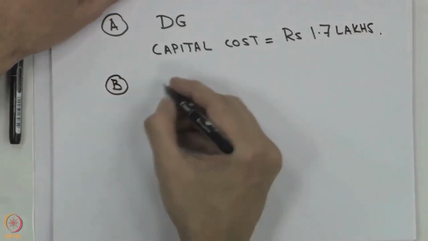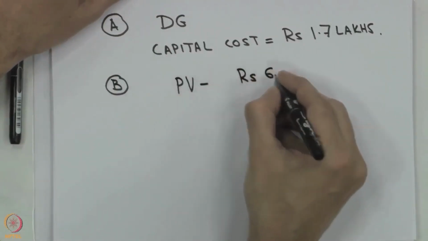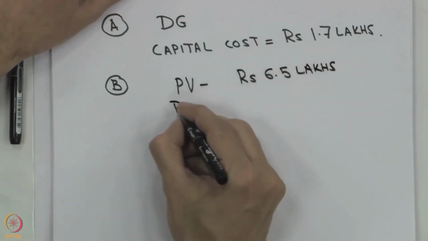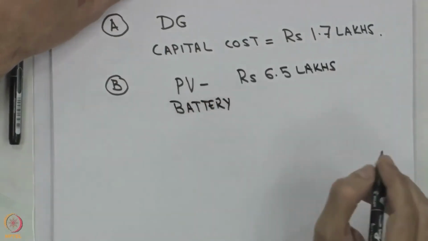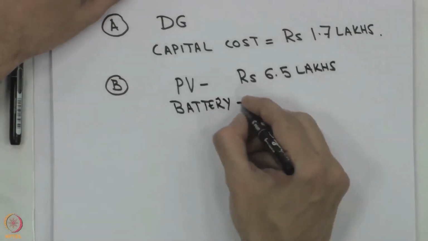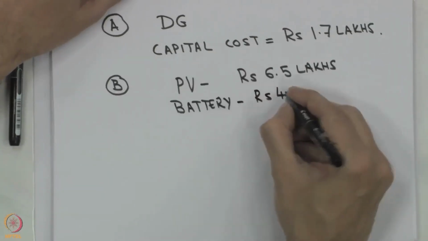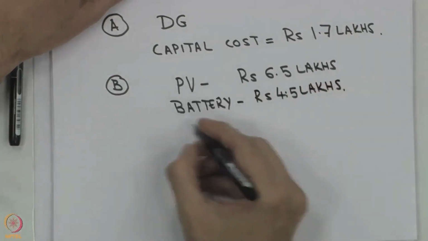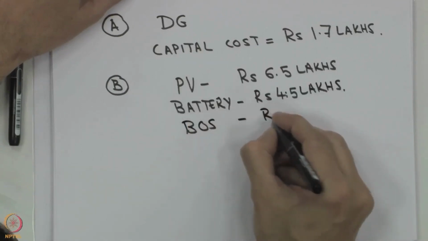So, option B has 3 components. There are the PV modules with a capital cost of rupees 6.5 lakhs. We have the battery, and in most of the PV battery systems you will find lead acid batteries. Some of the recent ones you may find that we are using lithium ion batteries. So, in the case of batteries, we are talking of rupees 4.5 lakhs for the batteries, and the balance of system, all the power electronics, we are saying this is rupees 3 lakhs.